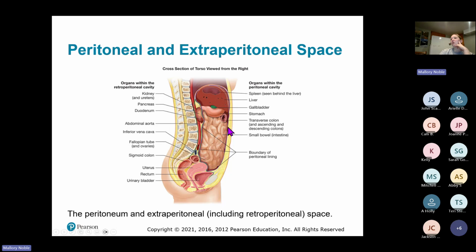But this thin blue lining goes all around these organs. Underneath it, that's where we've got our female reproductive organs, as well as bladder, part of the rectum, etc. Behind it, that retroperitoneal space, is where we've got our aorta that kind of sits, as well as pancreas and so on. It's kind of behind it.